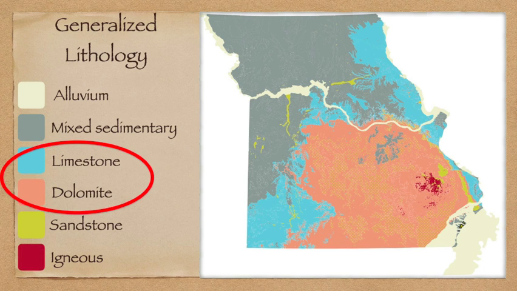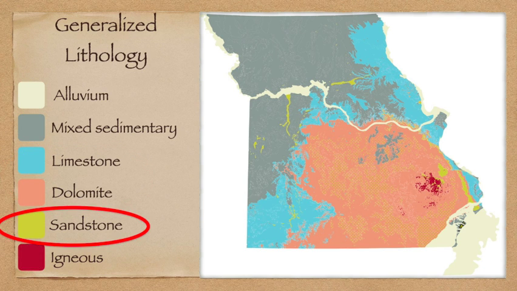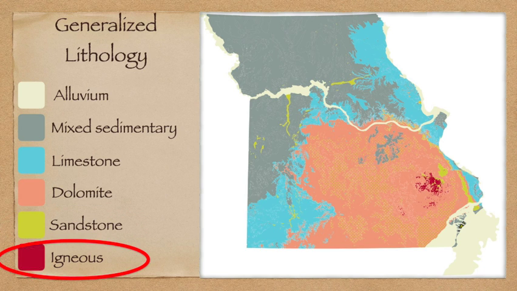These are the rocks that host most of our abundant cave and spring systems. Then there are thinner beds of sandstone and shale in these areas that mostly can't be mapped at this scale, but can be locally very important. There's a small area of volcanic and other igneous rocks in the St. Francis Mountains of southeast Missouri, which host some of our most dramatic and unique scenery.